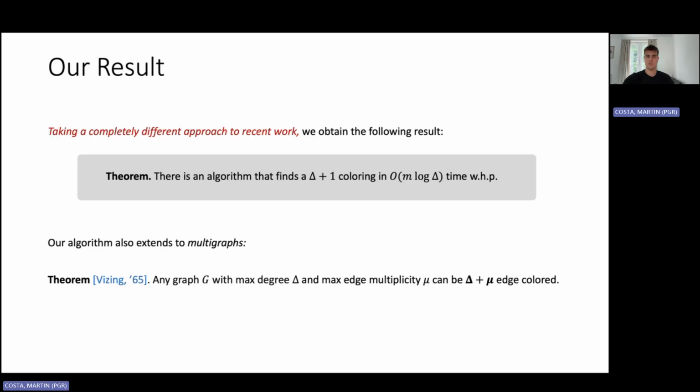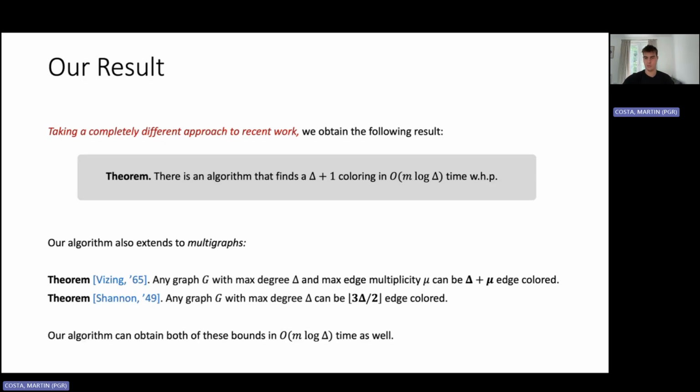There is a generalization of Vizing's theorem, which shows that you can always compute a Δ+μ edge coloring of a graph, where μ is the maximum edge multiplicity. And it was shown by Shannon even earlier that you can always compute a 3Δ/2 edge coloring of a graph. Our algorithm can obtain both of these bounds in O(m log Δ) time as well, okay?